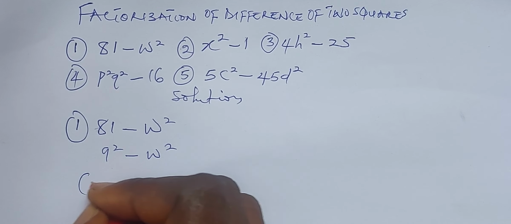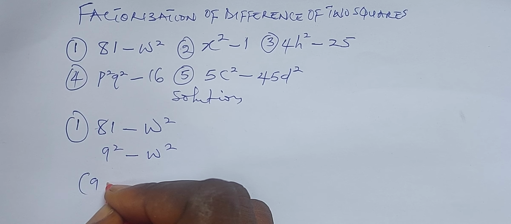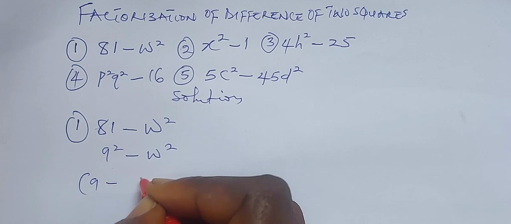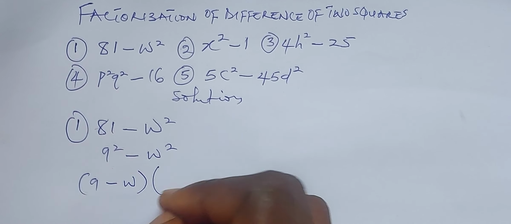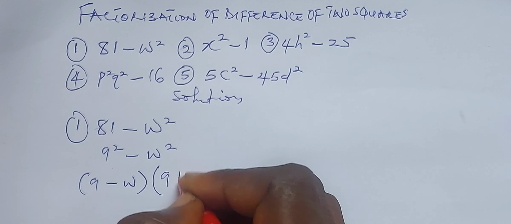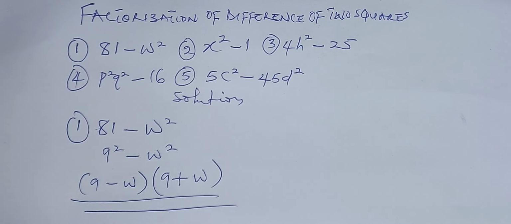So you have here 9, take one of these. You can say minus first, minus w. You open another bracket, 9 plus w. And that is your answer. Okay? It's as simple as ABC. So don't make it too complex. Just look at it the way it's given and you will understand it.